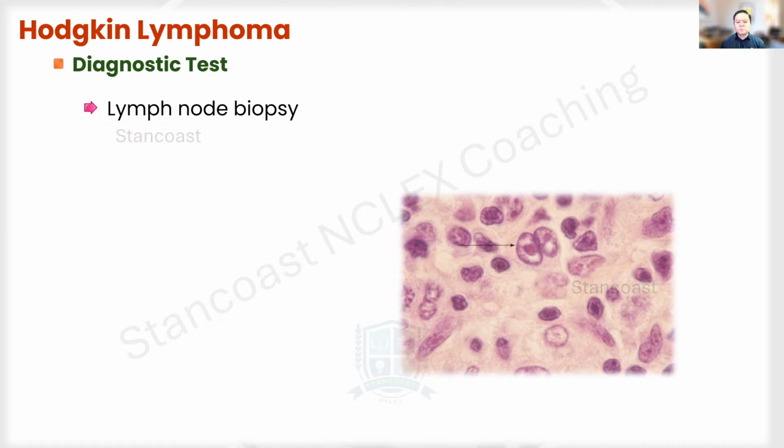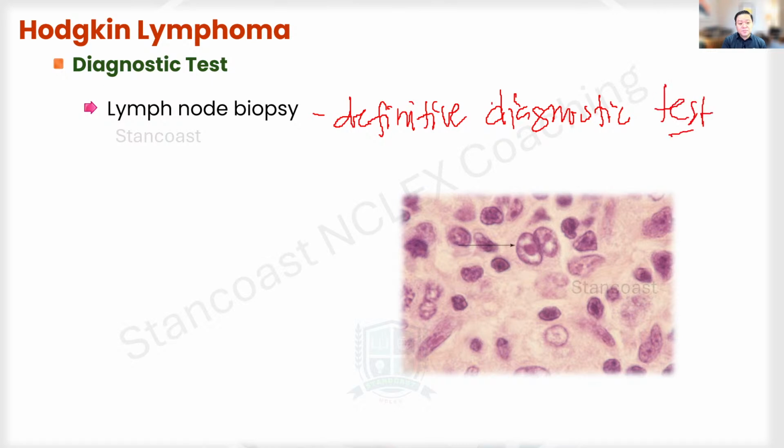Okay, welcome. Now, with the lymph node biopsy, like I've said, this is the definitive diagnostic test. So what is the significance of the lymph node biopsy? Well, this can detect the Reed-Sternberg cells that I talked about earlier. It has that characteristic owl's eyes.